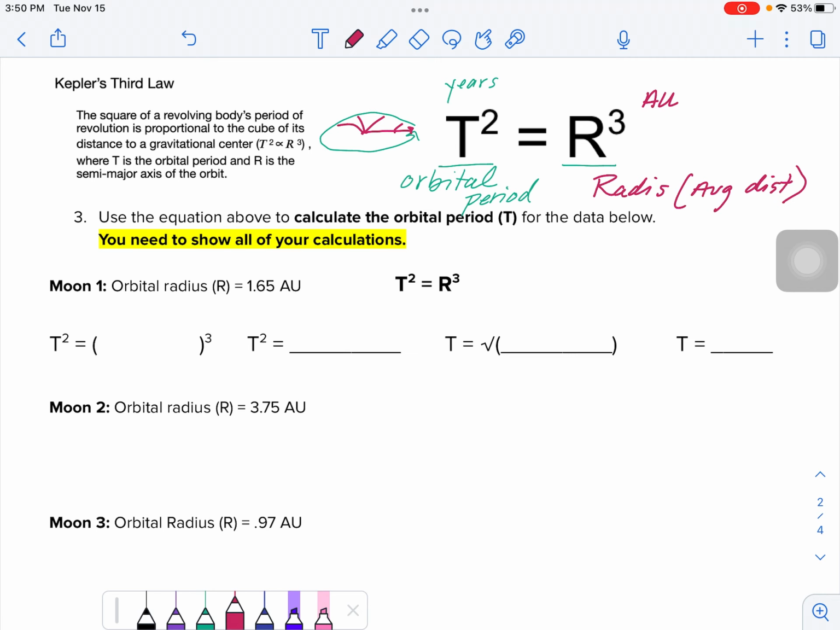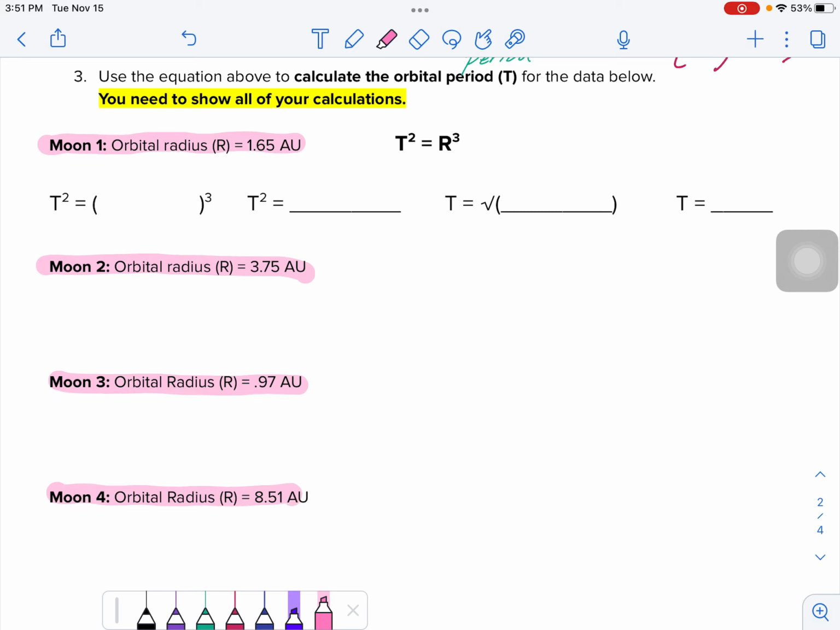So for this formula, we either will know the time it takes to make one orbit and can solve for the distance from the sun, or if we know the average distance, we can then solve for the years it takes to orbit. So either way, got to think about what we know and what we need. So looking at the question, we are wanting to calculate for orbital period. So that means we're trying to solve for T. So if we're trying to solve for T, I should have an R that I can then plug into my formula. And that's exactly what you're going to see for all of these calculations.